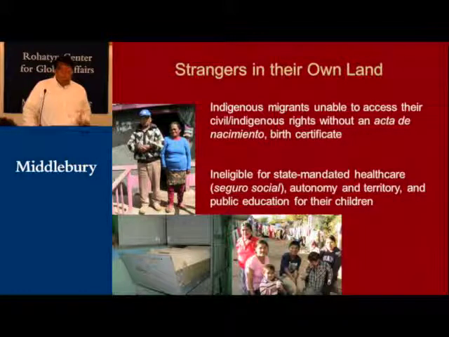Now, I use the term strangers in their own land because most indigenous people who came to this area or come to this area are not seen as citizens in the state of Mexico, even though they were born in Mexico. And I'll provide an explanation for this. So indigenous people began to migrate from southern Mexico in the late 1970s to early 1980s after labor brokers recruited them to pick tomatoes.